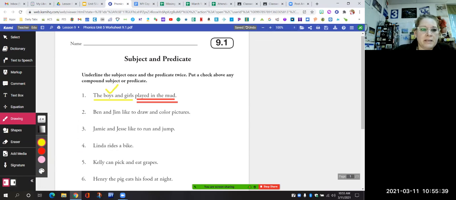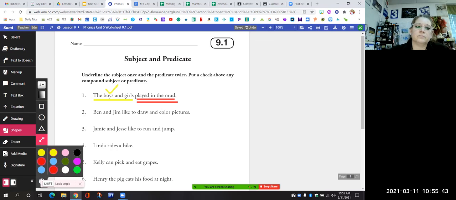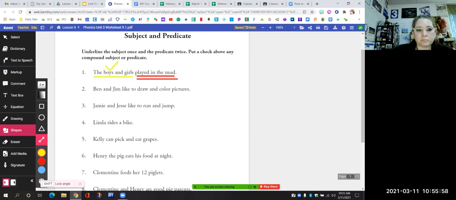And played in the mud, is that compound or simple? That is just a simple predicate. Now, if it said jumped and played in the mud, then that would be compound, but it only says they played in the mud. All right, let's look at number 2.